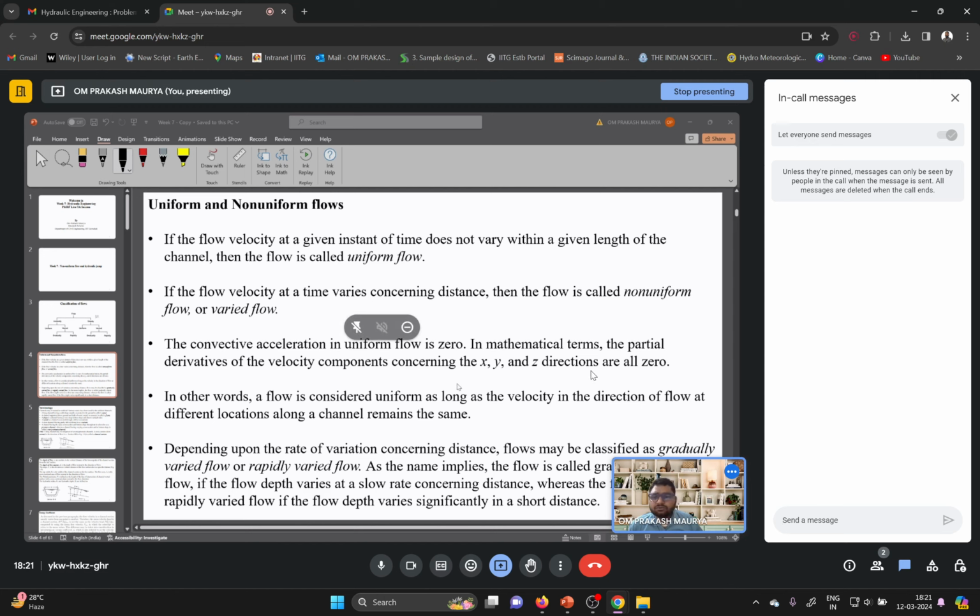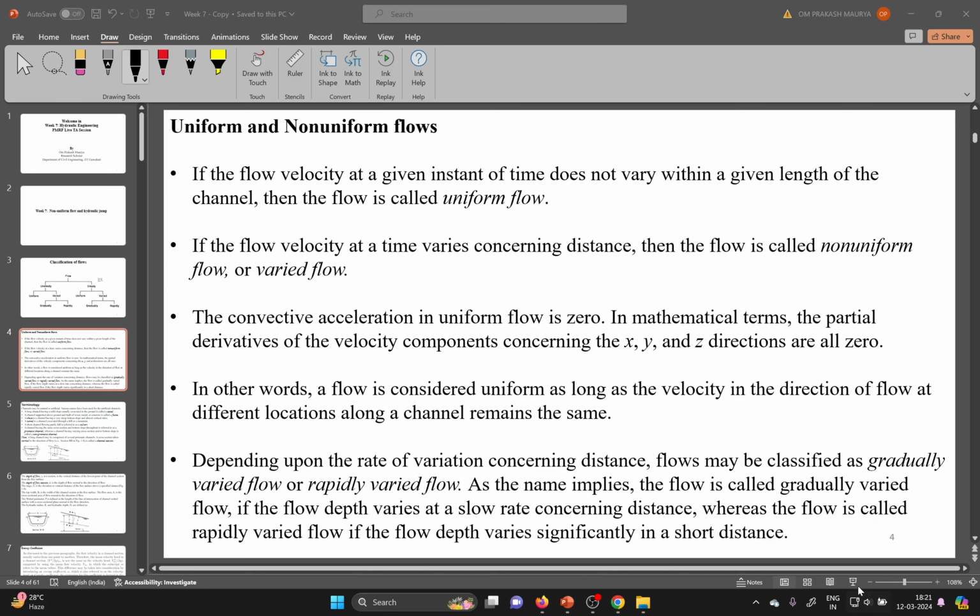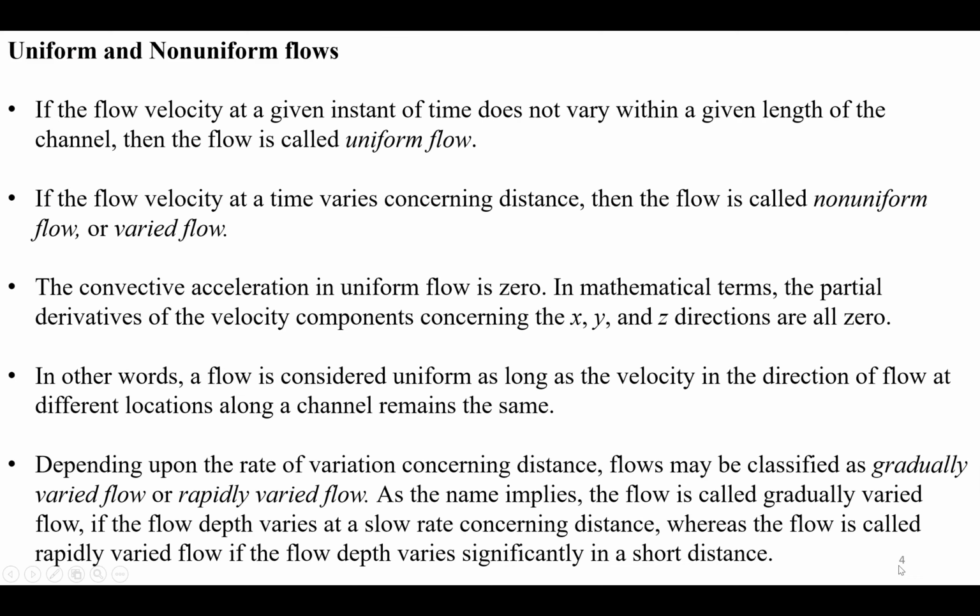Okay, so let us put it in the full view mode. Here it is very, very important to know when the non-uniform flow will be rapidly varied flow or gradually varied flow, because in open channel flow these two topics are very, very important from your exam point of view, also your competitive exam point of view.